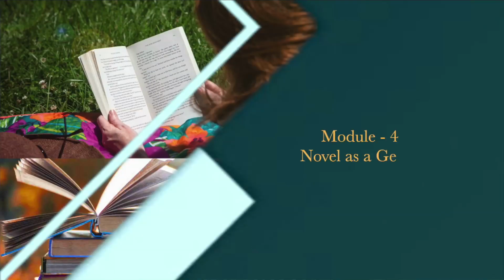Hello learners, we now come to the specific aspect of the novel as a literary form, as part of our course on creative writing. We know that creative writing deals with different genres, different literary forms, and today we are going to look at the novel. What is a novel, how does the novel function, and what are its different characteristics or aspects? Let's start.